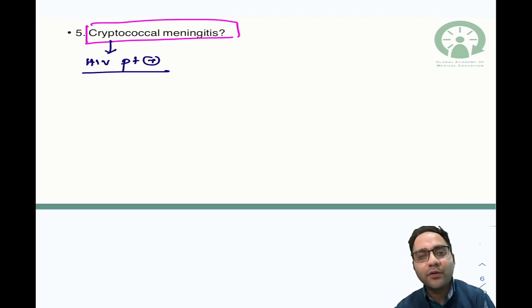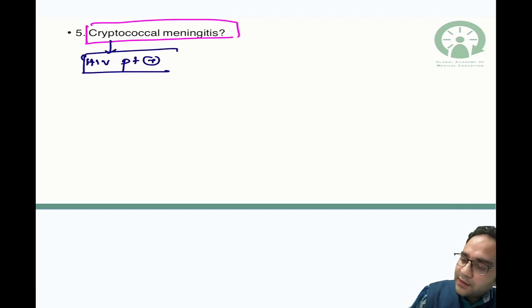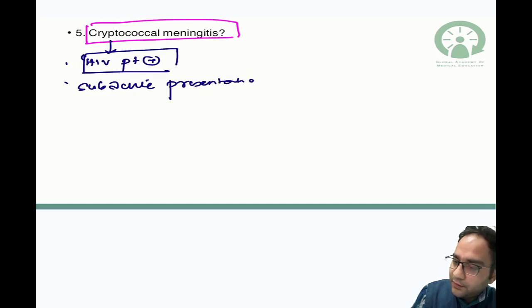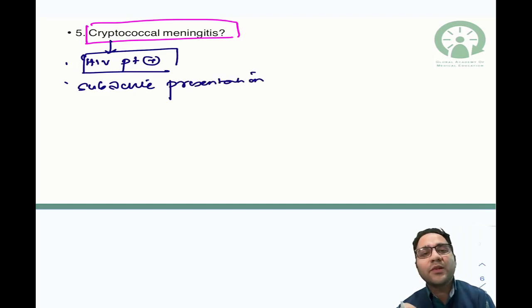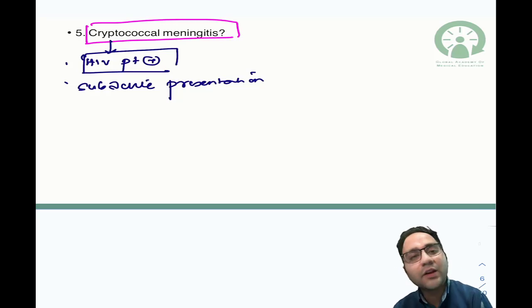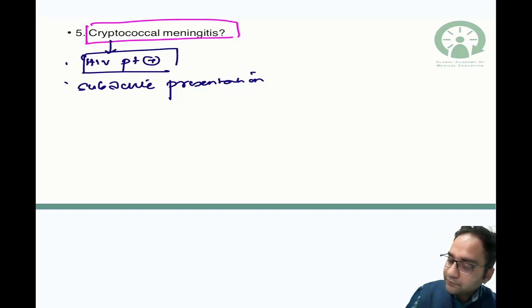For your exam point of view, cryptococcal meningitis in an HIV patient should have a subacute presentation. This is what differentiates it from bacterial meningitis. It has a subacute presentation, right?